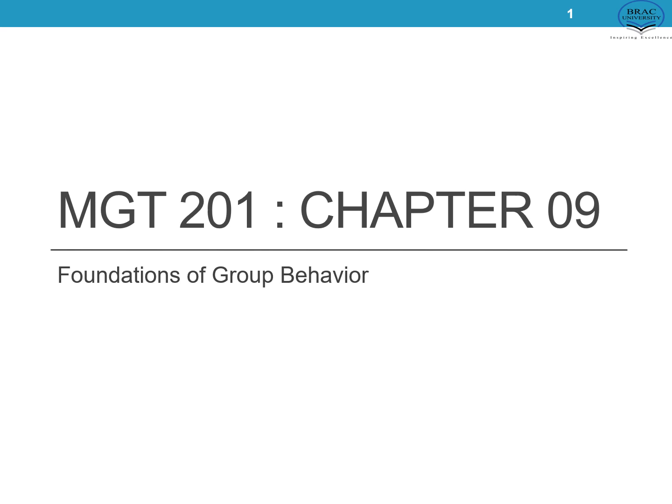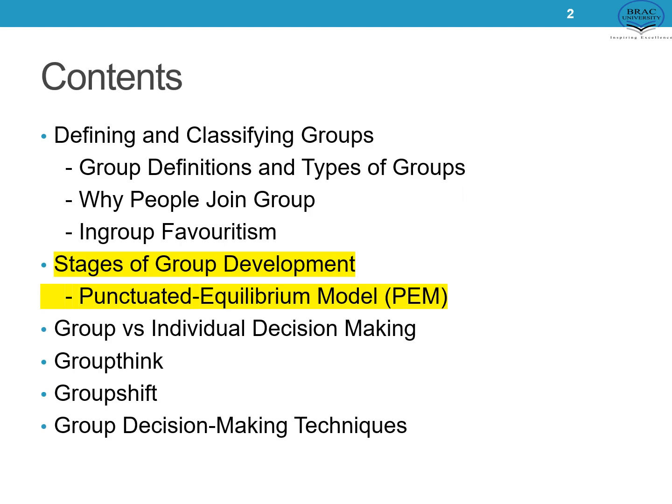Welcome back everyone to the second segment of your chapter 9 lecture. Here in this lecture we are going to learn a theoretical model of group development. So we are going to see the different stages attached to group development and the model which is called the punctuated equilibrium model. So let's see it.